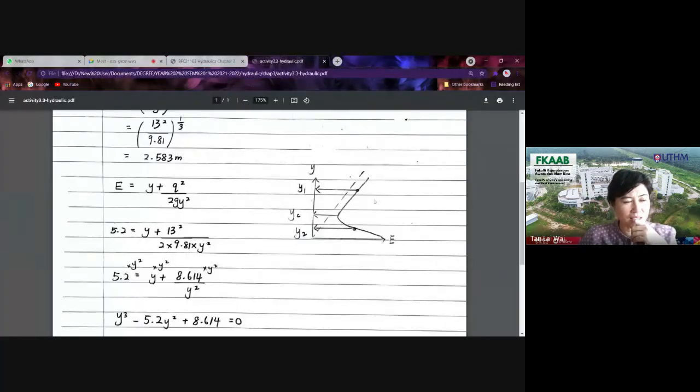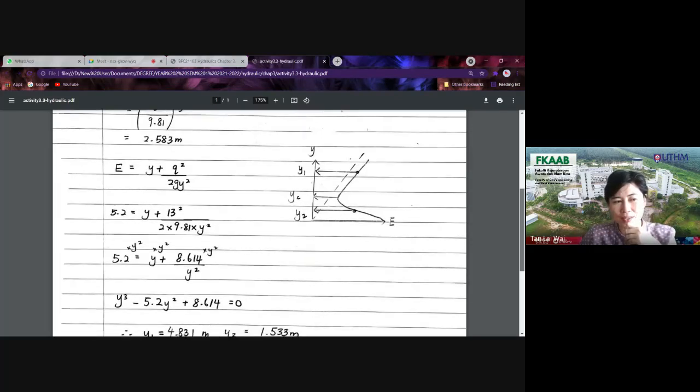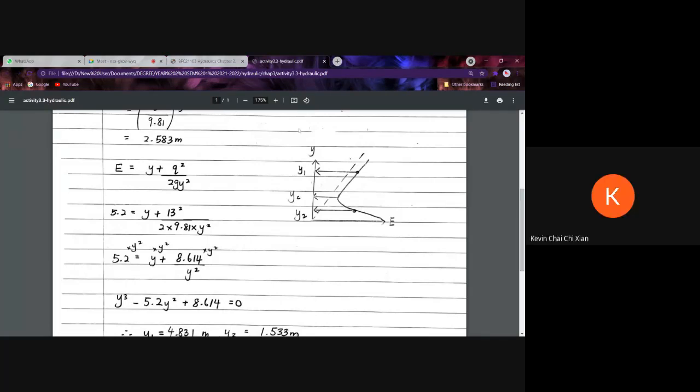Okay, here's the thing. You are using this specific energy expression, where you have E equals to y plus q squared over 2gy squared. You are considering discharge over unit width. This expression, can I use this to calculate for specific energy for flow in trapezoidal channel? Could I?